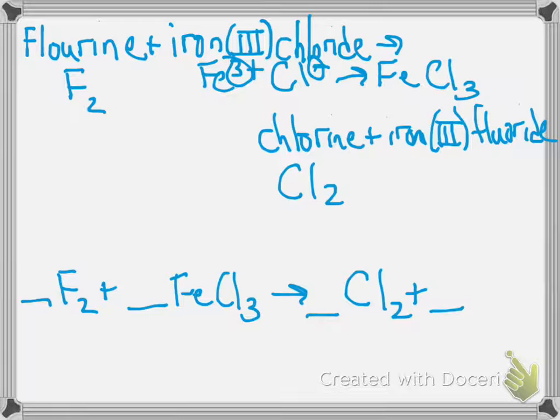And now we've got to figure out what iron(III) fluoride is going to look like. Since fluorine is also a halogen, it has the same charge as chlorine, so we're probably going to have a very similar formula. Iron(III) fluoride is the combination of our iron(III) ion, iron with a charge of +3, and the fluoride ion, which has a charge of -1. So we're going to end up with FeF3.